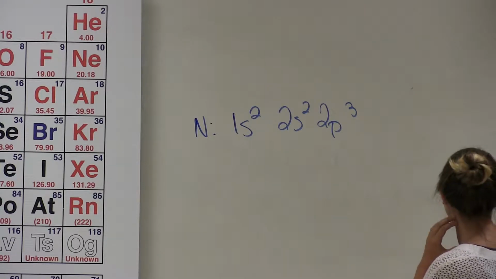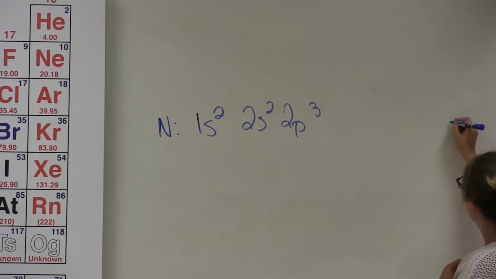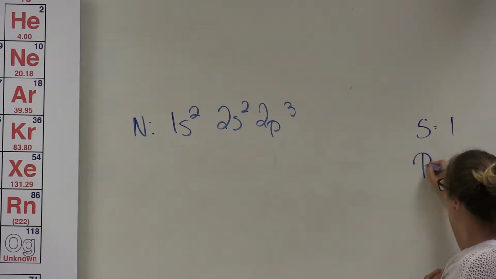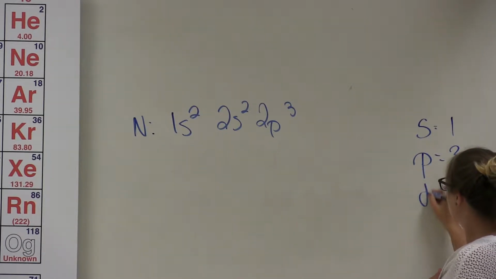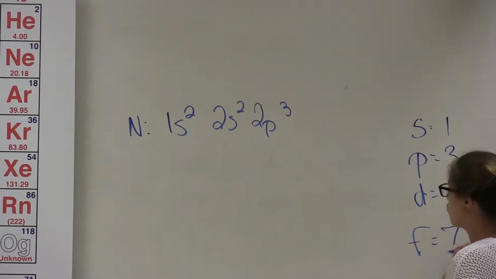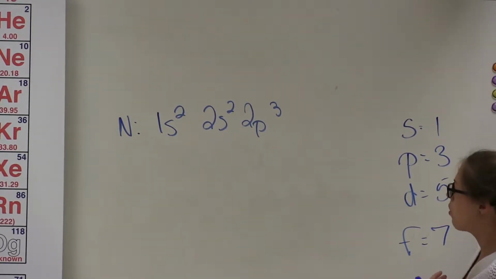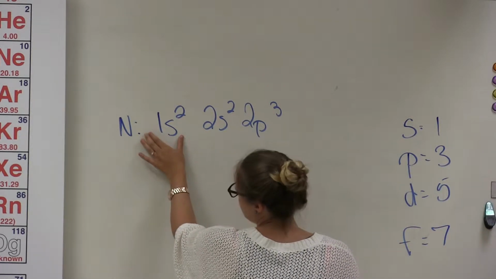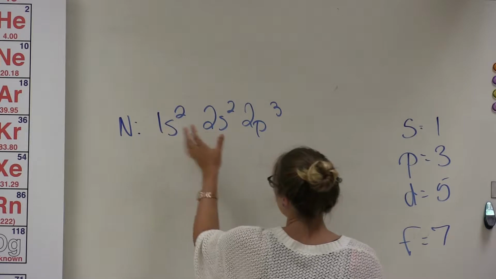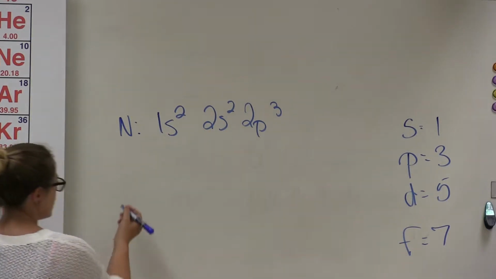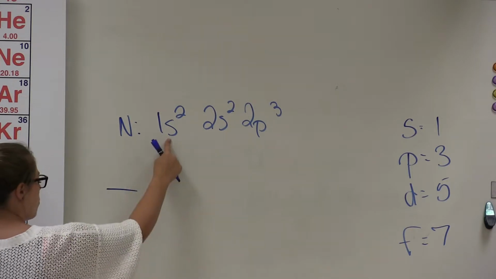Now, a real quick summary for our orbitals. Whenever we have an s, we're going to draw 1 orbital. For the p, we're going to draw 3 orbitals. For the d, we're going to draw 5. And for the f, we would draw 7. So all we do for orbital diagrams is, for each of our sub-energy levels, we draw however many orbitals we need. So here, for our 1s, we need one orbital.